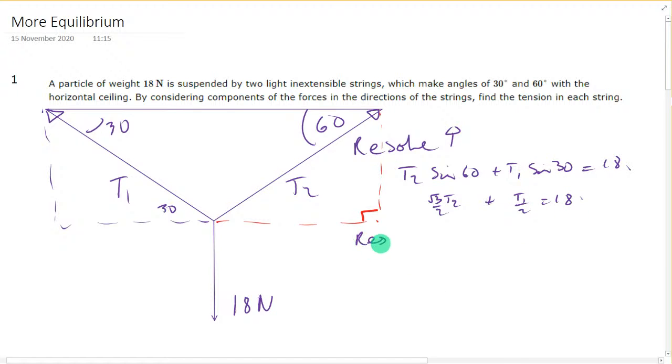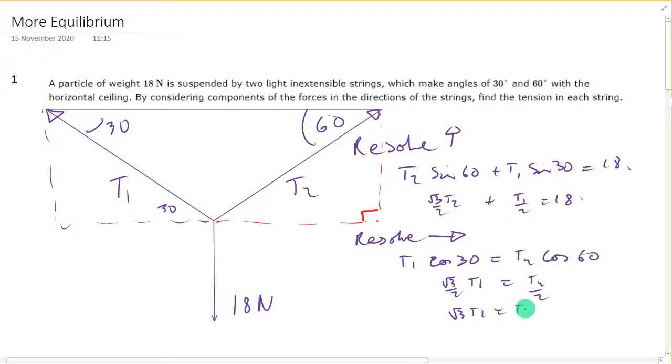And if we resolve horizontally, what we can see is the 18 is going to be 0. We're going to have cos 30 of T1. So we've got T1 cos of 30. And that will be equal to T2 cos of 60. And T1 cos of 30 is going to be root 3 over 2 T1. And this is going to give me a half of T2. So times that by 2, I get root 3 T1 equals T2.